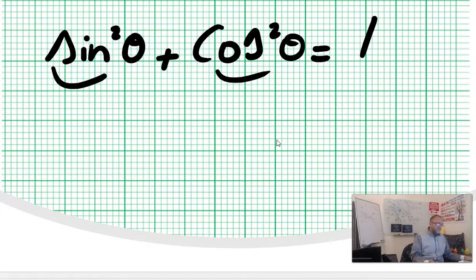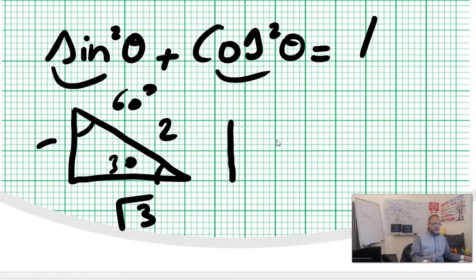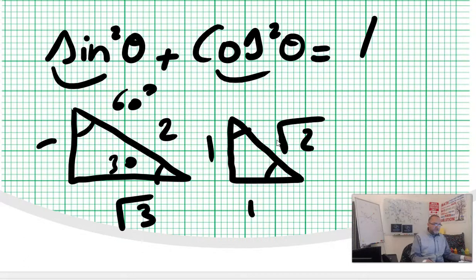And we also studied the two special triangles. We said this is my 60, this is my 1, this is my 2, this is my square root of 3, this is my 30. And the other special triangle is the isosceles 45, 45, with sides 1, 1, and square root of 2.